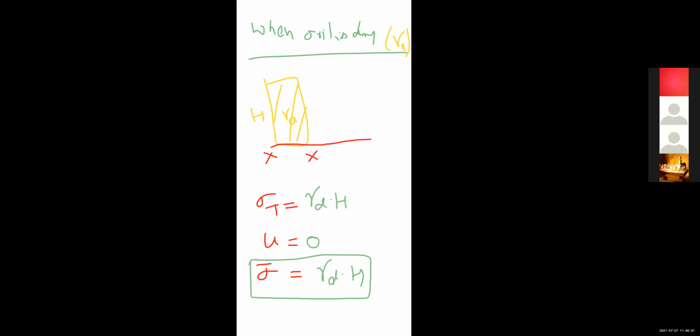Is that clear to everyone? Yes, ma'am. Okay. So this is the first condition when soil is in dry condition.